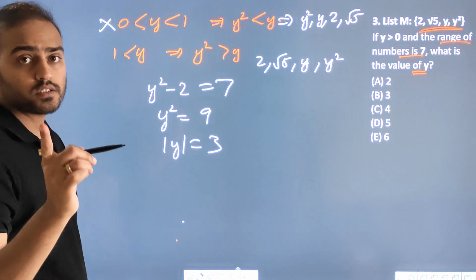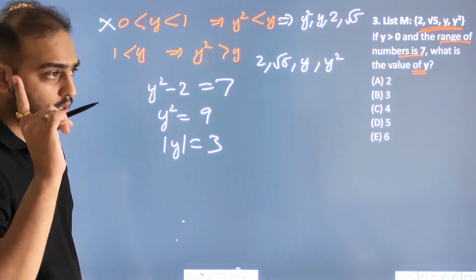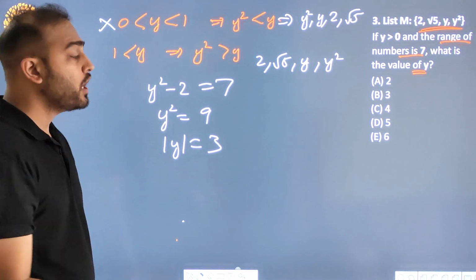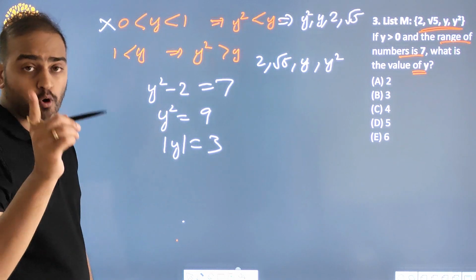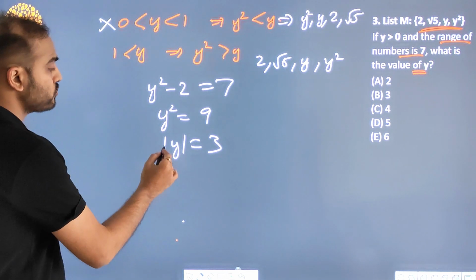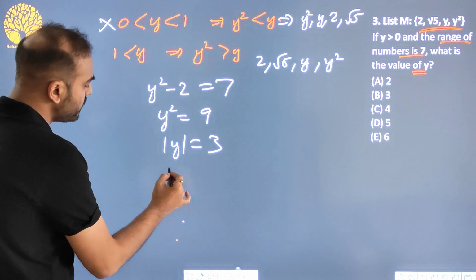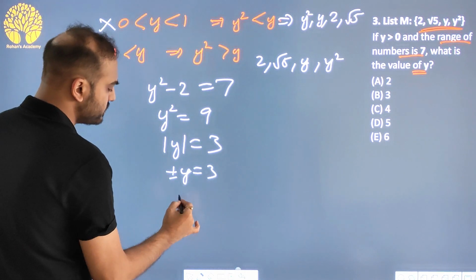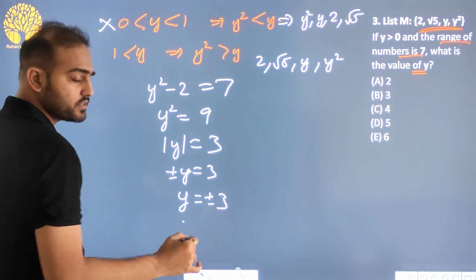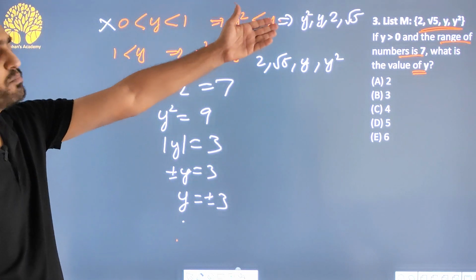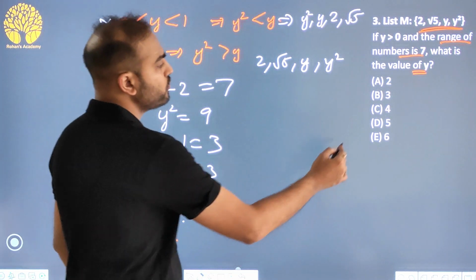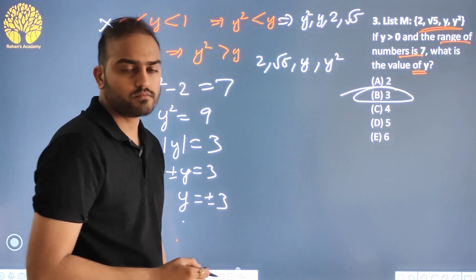Do not rush and say y is 3. Remember we have done absolute values. Square root of variables is modulus. So modulus of y is 3, plus minus y is 3, y is plus minus 3, and you know y is positive, cannot be negative, so y is 3.